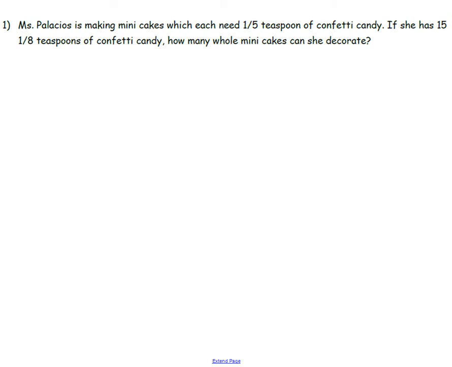So, Miss Palacios is making mini cakes. You might actually remember this from last year. I do. We talked about mini cakes and confetti. Oh yeah, you got the candy video, and you put mini cakes on it. Oh, our mini cakes.